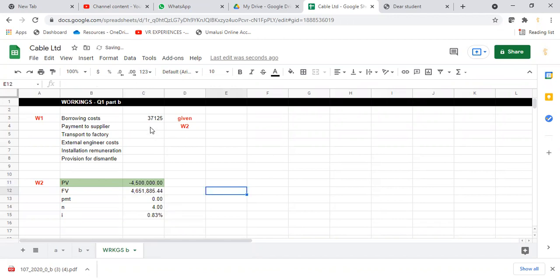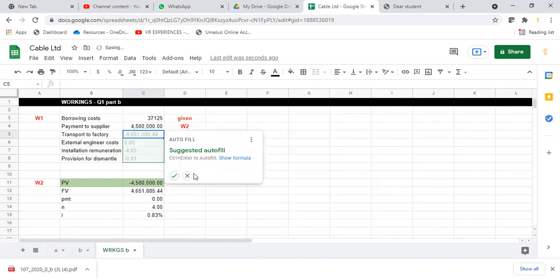So the present value, the discounted amount, is 4.5 million. Remember, the way the formula works it is going to come out negative, but we know that needs to be positive. So just be aware of that. So there is working 2.